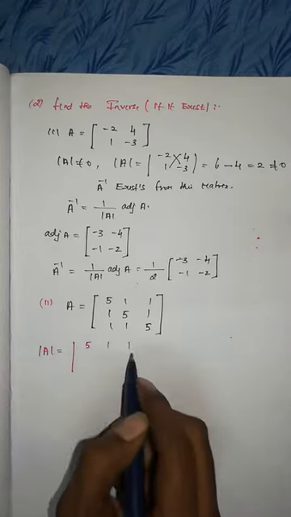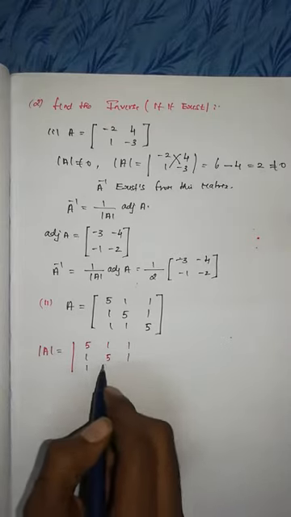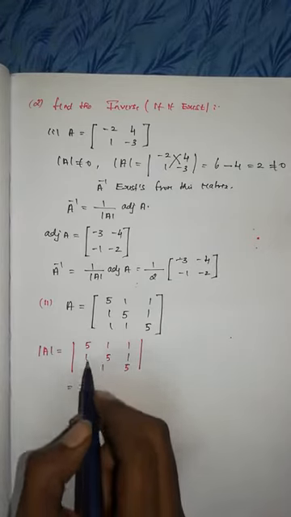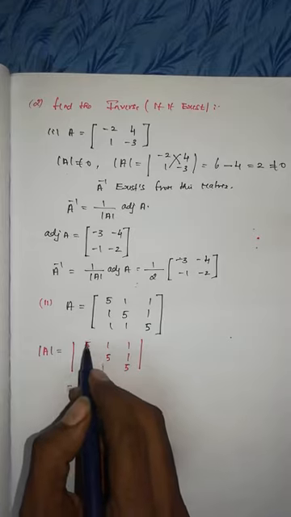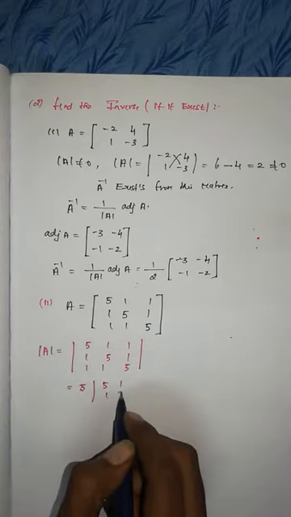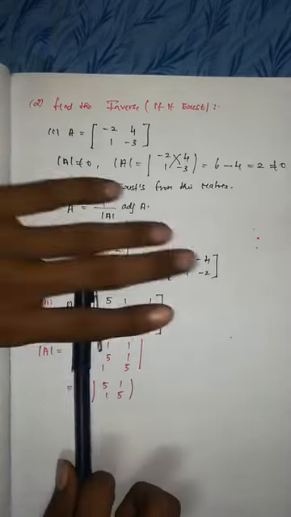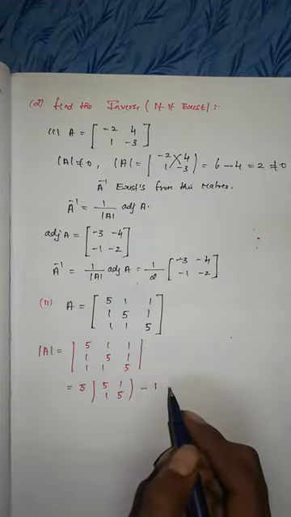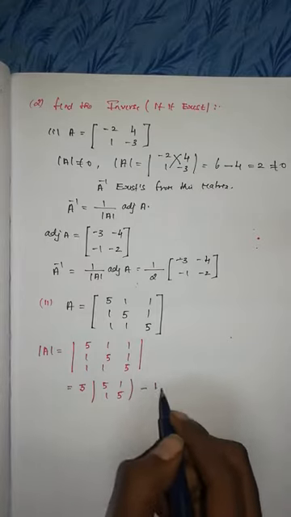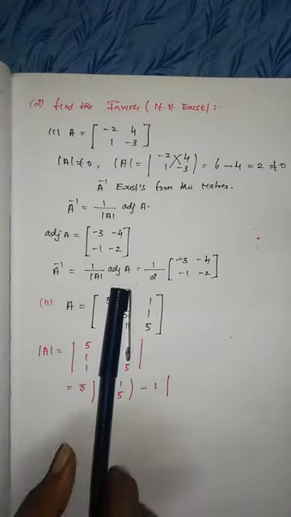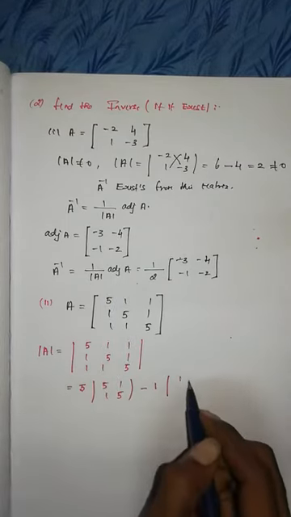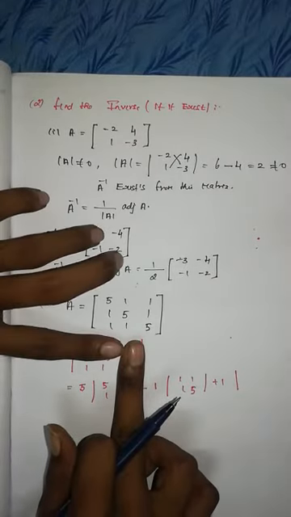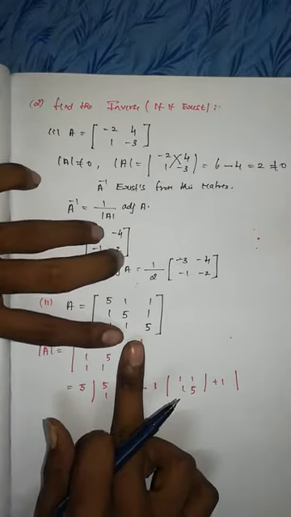Determinant of 5, 1, 1, 1, 5, 1, 1, 1, 5. First you take this number 5 into, then omit the corresponding row and column, and you will have 5, 1, 1, 5. Then a very important thing is that for the second term you have to put a minus sign, and then omit the corresponding row and column, you have 1, 1, 1, 5. And then 1 into, then omit the corresponding row and column, we have 1, 5, 1, 1.